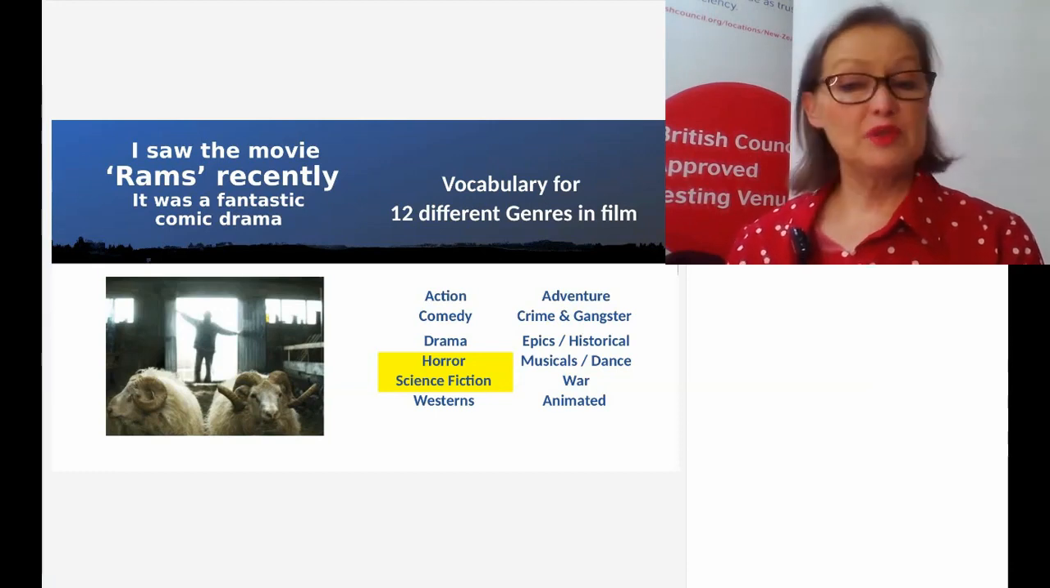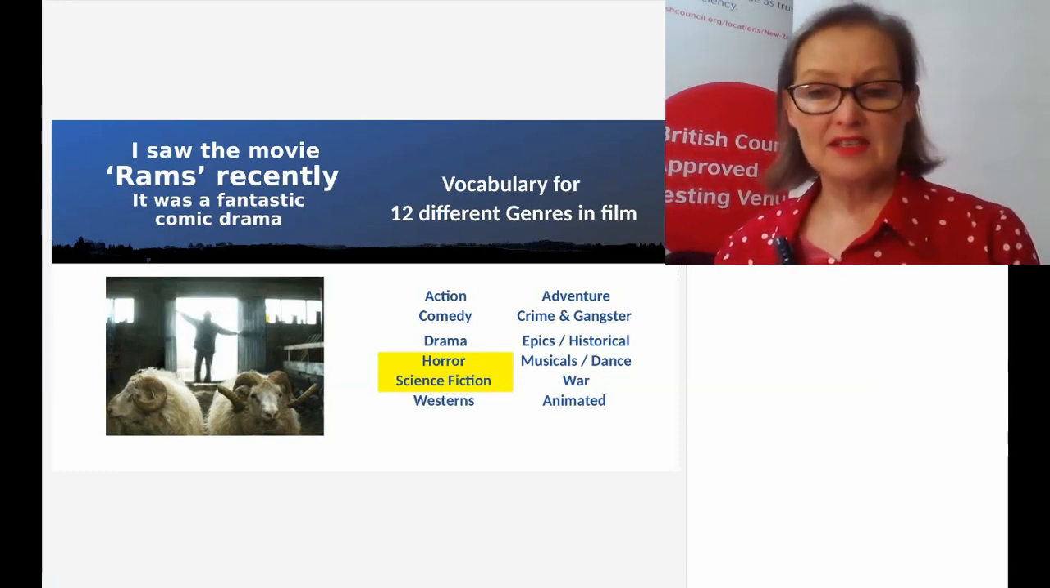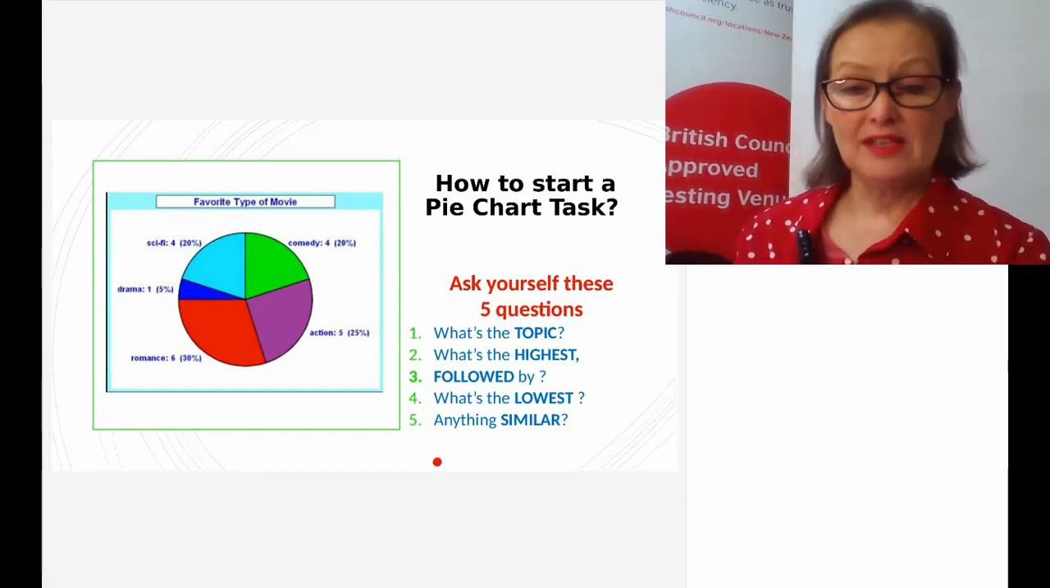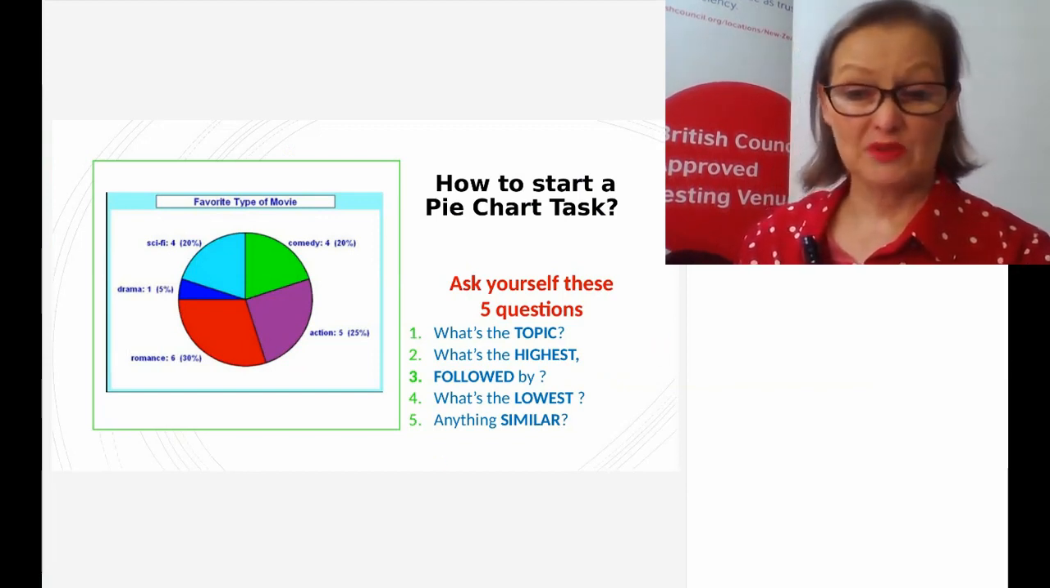Good. So if you'd like to make a screenshot of this, just make sure you've got this vocabulary, because you're going to use it later on in this lesson.